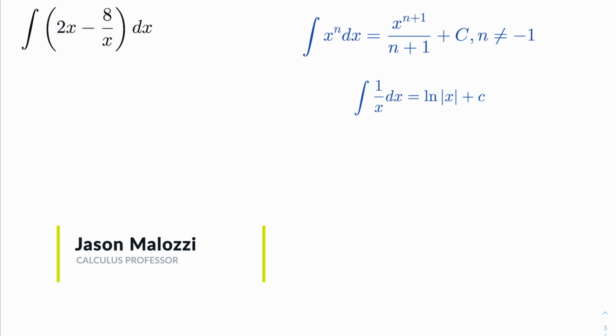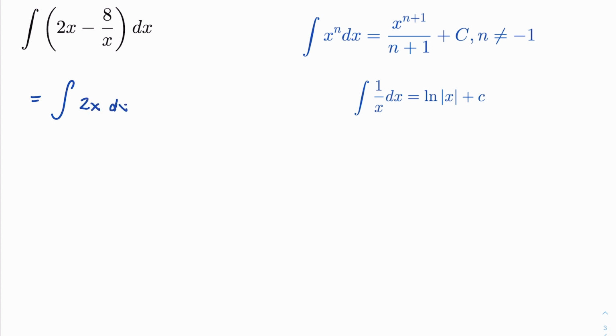Thanks for joining me. What we're going to do in this video is find the antiderivative using the rules that we know so far. It's the antiderivative of 2x minus 8 over x with respect to x. So the first thing to notice is that we do have a subtraction inside of the integral sign there, which means we can separate these into two separate integrals, like so.